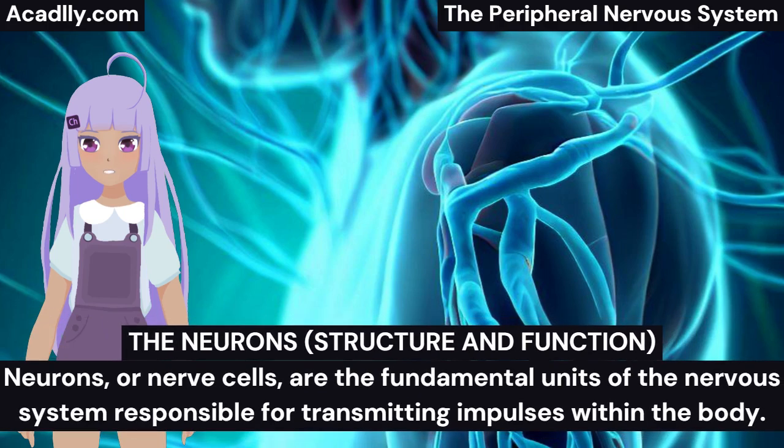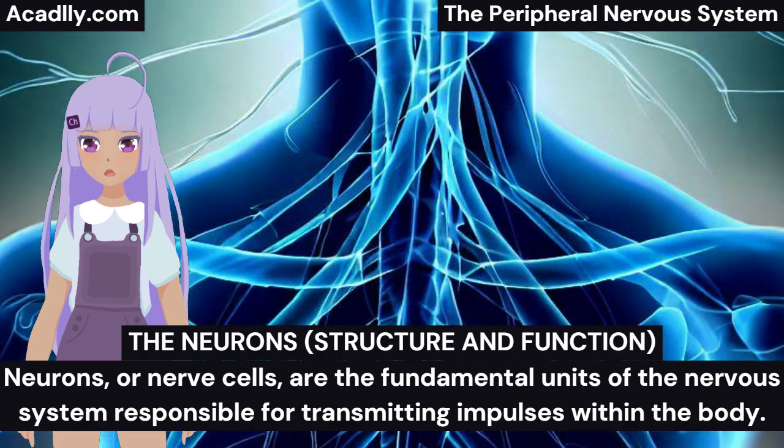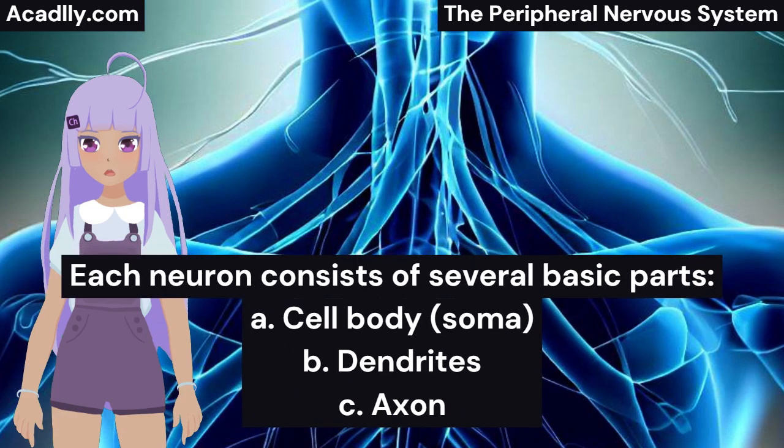The neurons, structure and function. Neurons, or nerve cells, are the fundamental units of the nervous system, responsible for transmitting impulses within the body. Each neuron consists of several basic parts. A. Cell body, soma. This contains a large nucleus and dense granulated cytoplasm, giving it a grayish color. It relays received impulses from dendrites to the axon.